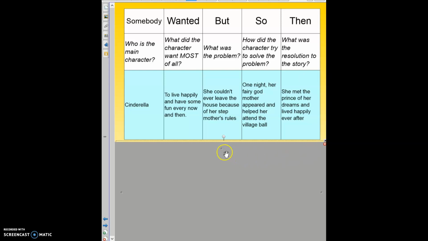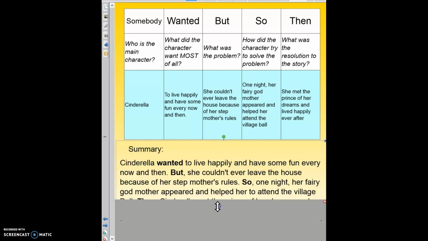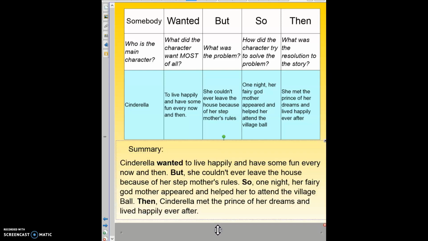Now, let's see what these details look like in paragraph form. What I've done is use these same details but added our transition words up top to form a complete paragraph. Let's read it together.